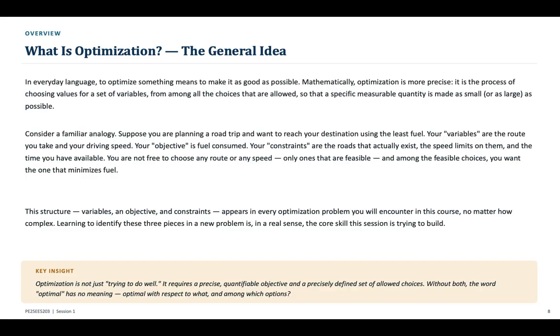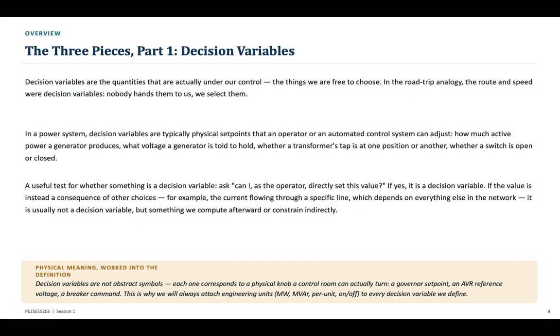So learning to identify these three pieces in a new problem is, in a real sense, the core skill this session is trying to build. Optimization is not just trying to do well. It requires a precise, quantifiable objective and a precisely defined set of allowed choices. Without both, the word optimal has no meaning. Optimal with respect to what, and among which options? So the three pieces: part one, decision variables.